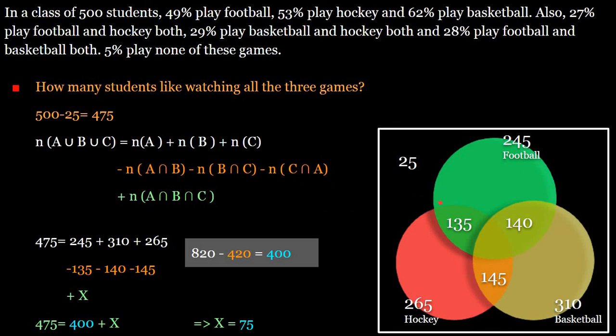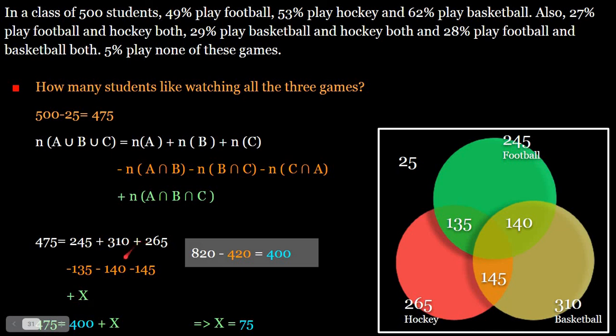So that we have done. Here we have been given those numbers, minus 135, minus 140 and minus 145. And then we will have to add the common part, because we have subtracted that thrice. So once we will be adding that part. So we have to add intersection of A, B and C, which we have written as X. That is the thing we have to find out.